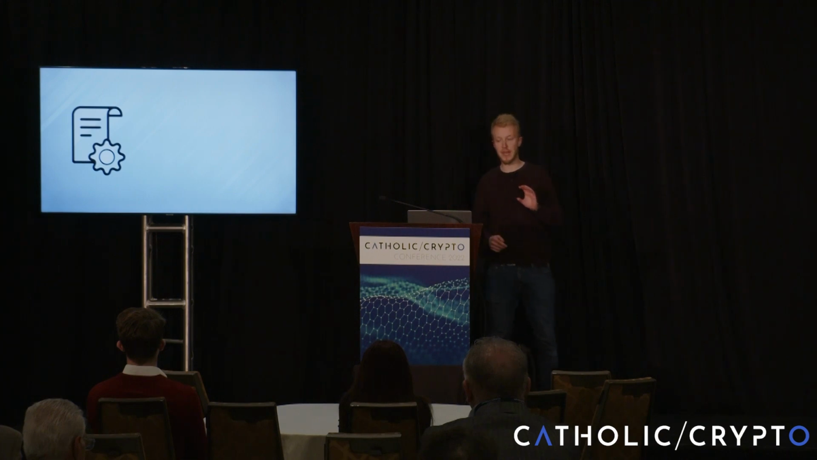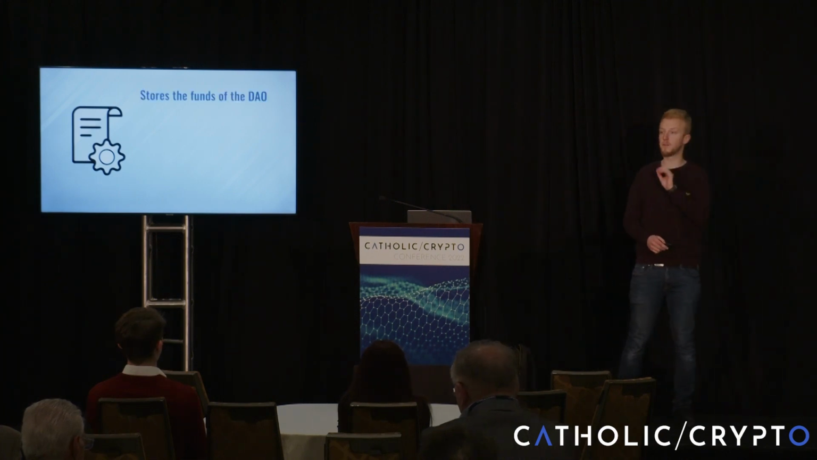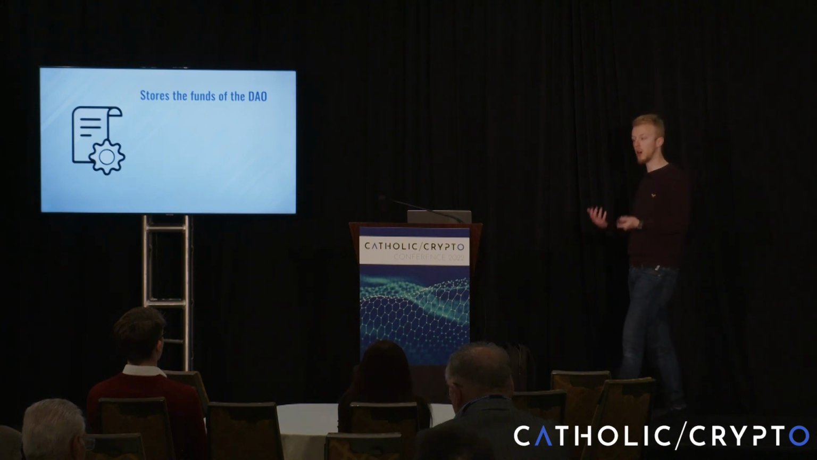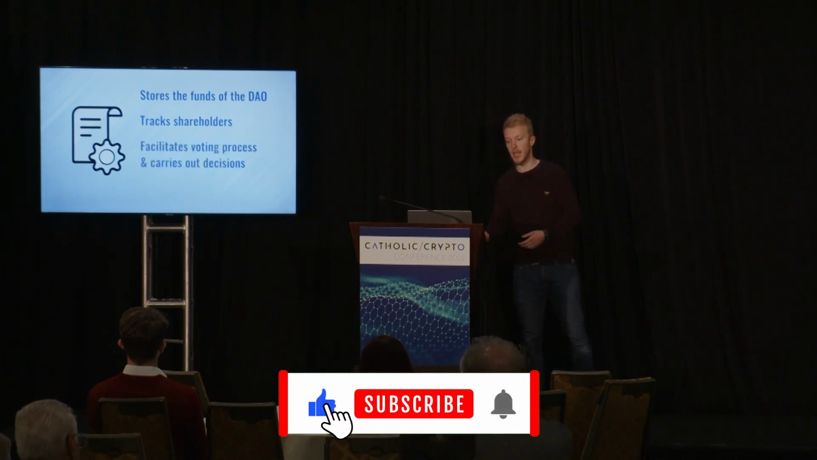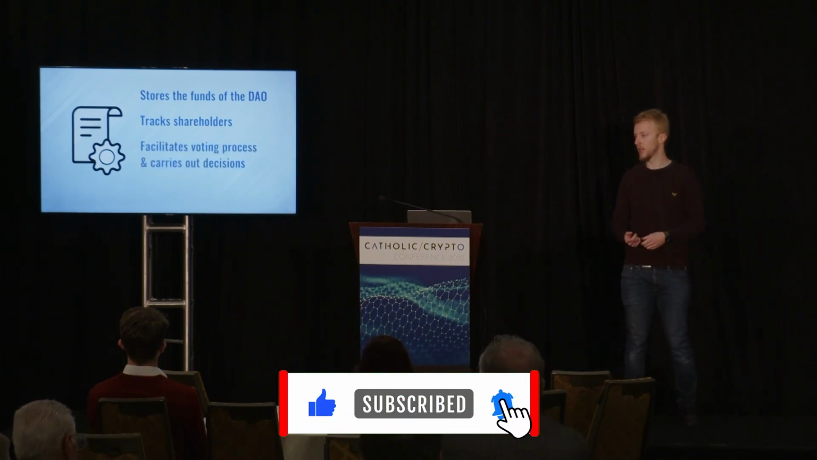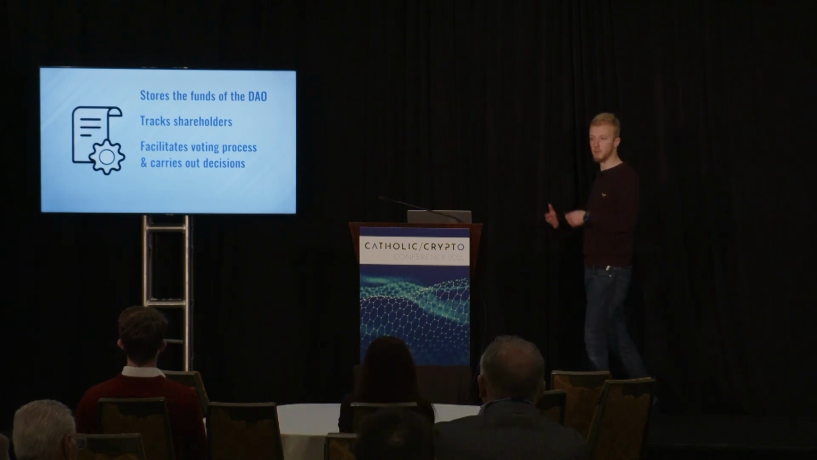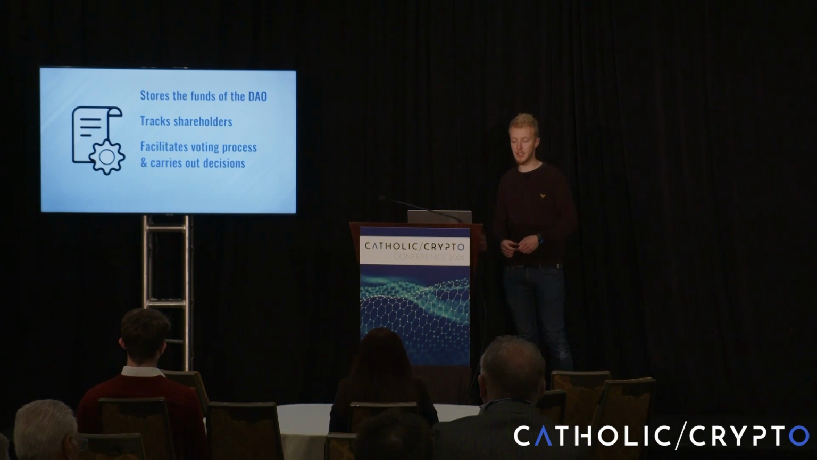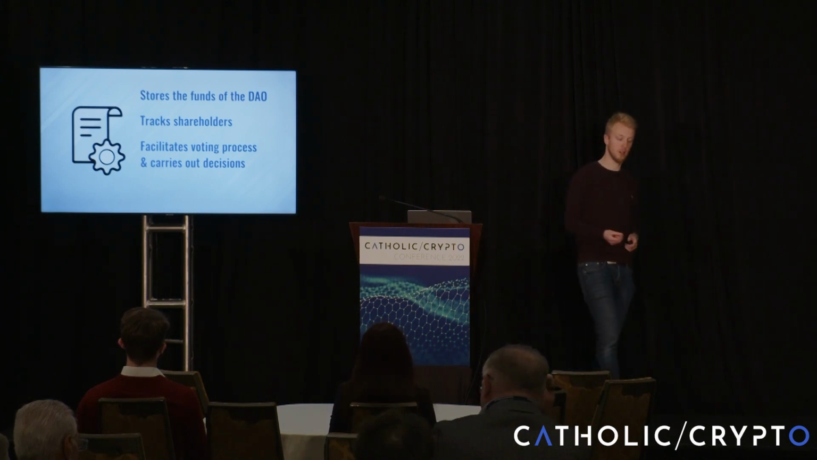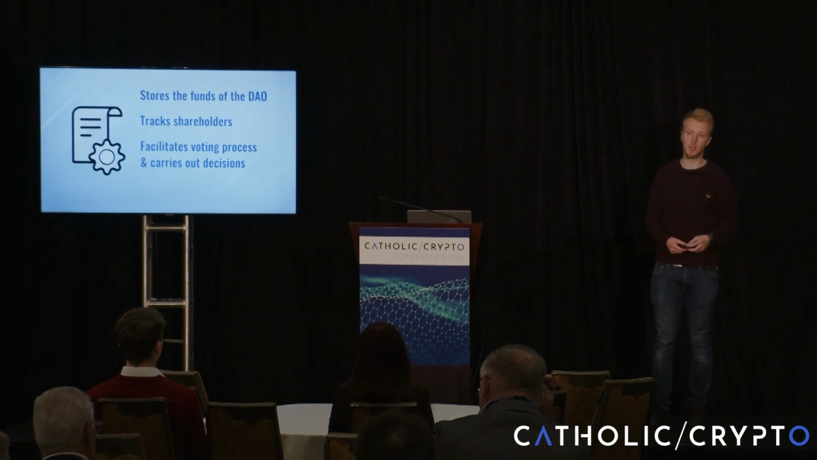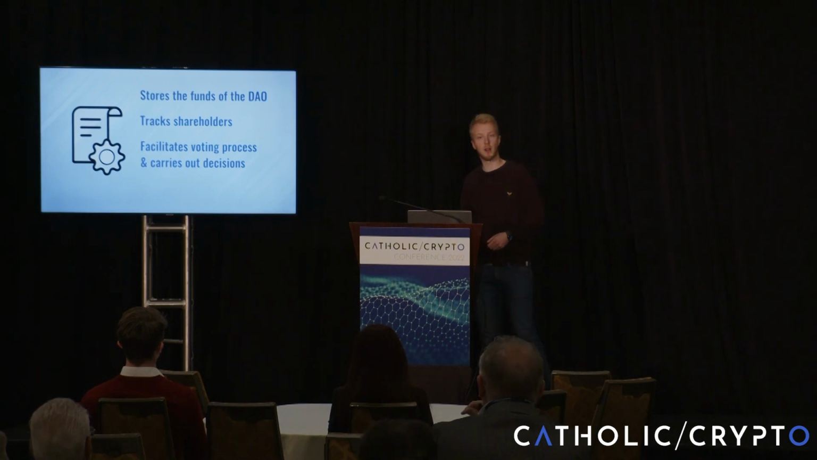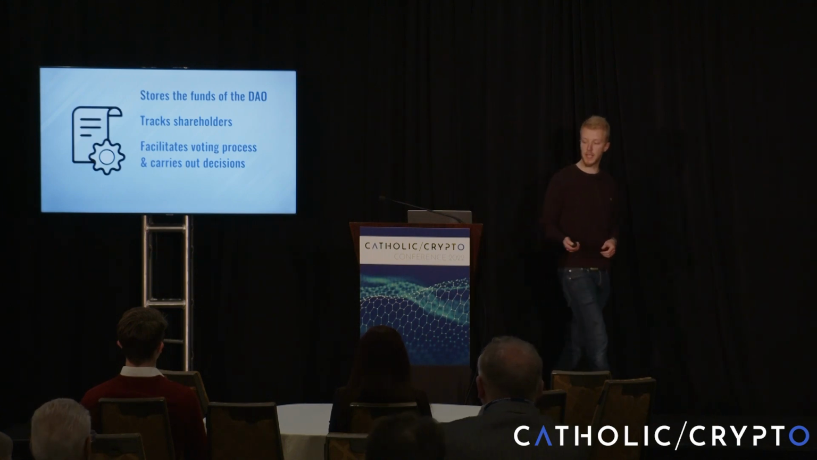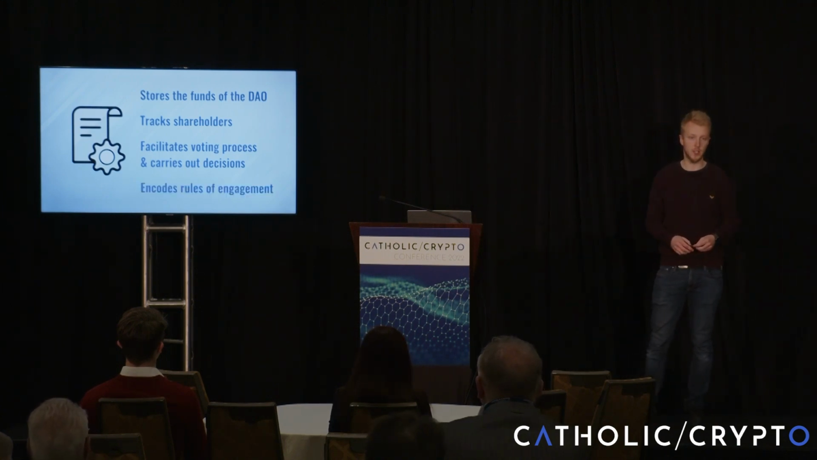So, the smart contract of a DAO, first and foremost, stores all of the funds, all of the money of that DAO. It's all locked into the smart contract. It tracks all the shareholders of the organization, and it facilitates the voting process. It makes sure that every shareholder can propose a new idea or an action. Everyone can vote, and once a proposal is accepted, the smart contract will carry out the decision. For example, we voted to buy Twitter, the decision is taken, the smart contract will automatically transfer the necessary funds to another account. And it encodes the other rules of engagement.